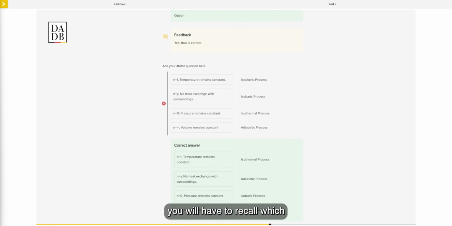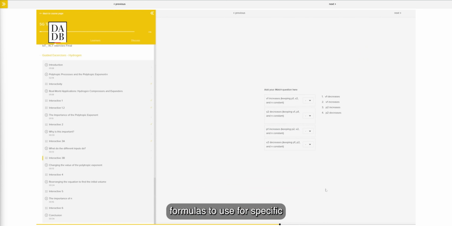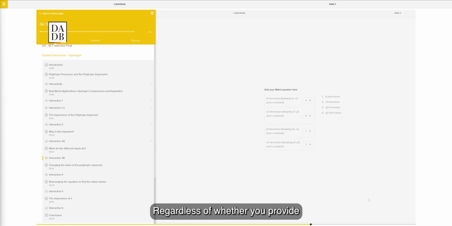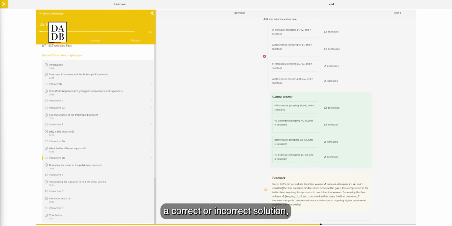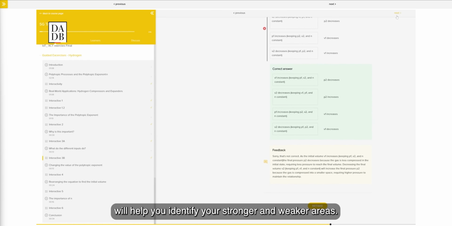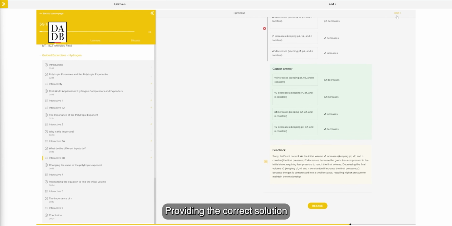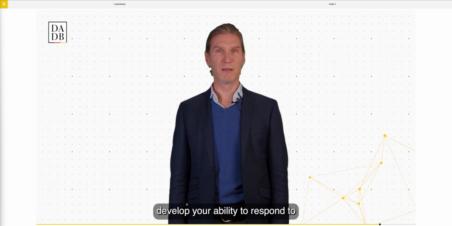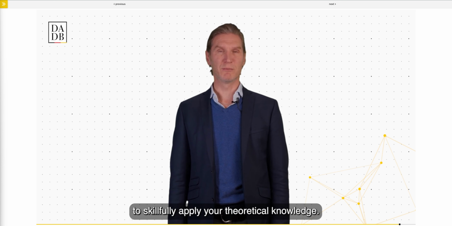You will have to recall which formulas to use for specific tasks and think about how to rearrange them where necessary. Regardless of whether you provide a correct or incorrect solution, you will receive feedback that will help you identify your stronger and weaker areas. Providing the correct solution will unlock the next step in the sequence, but the real goal is to develop your ability to respond to real-world problems by learning to skillfully apply your theoretical knowledge.